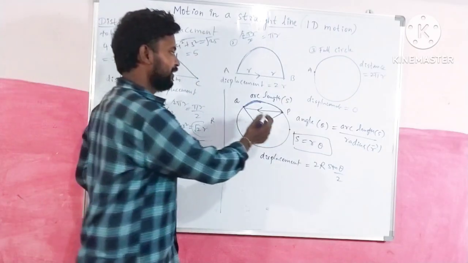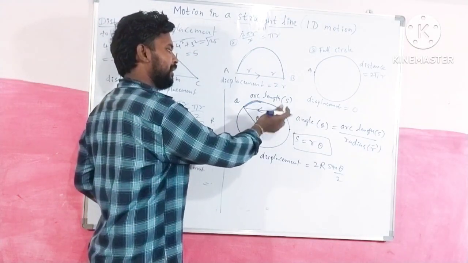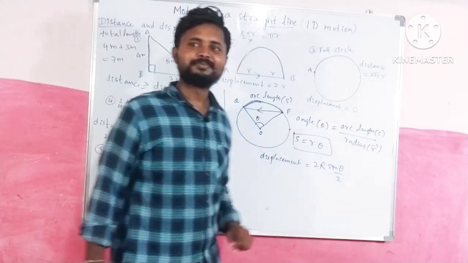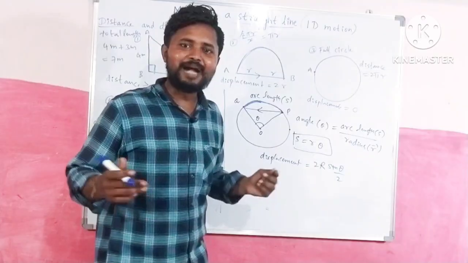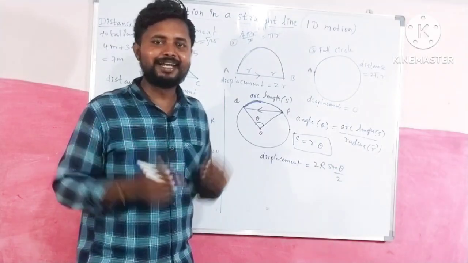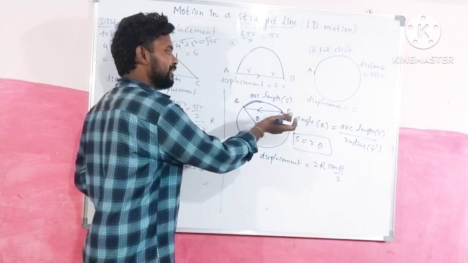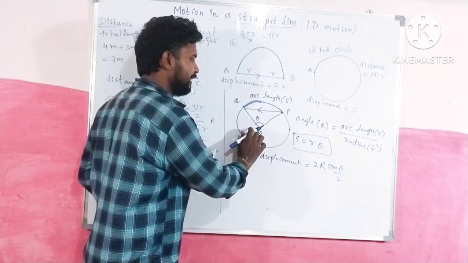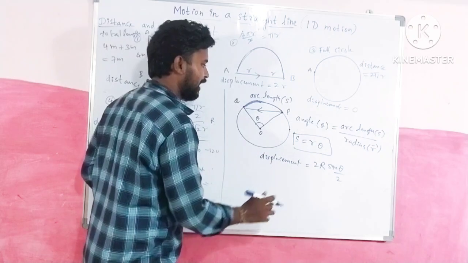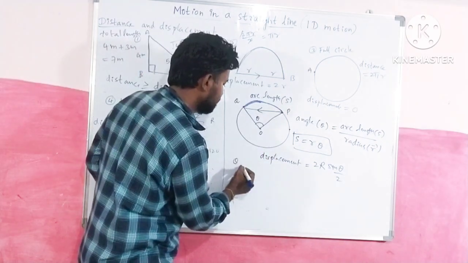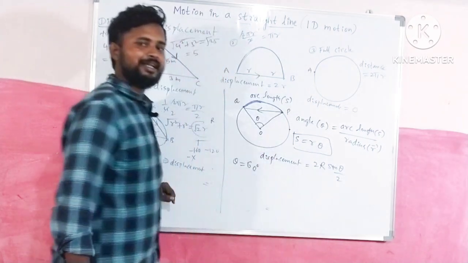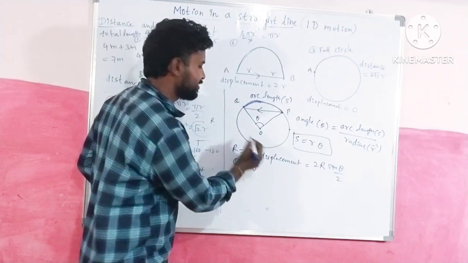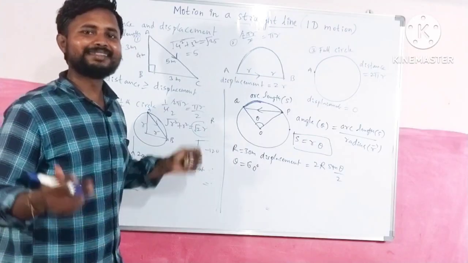When a body covers some arc in a circular path, displacement of the body is 2r sin theta by 2, if they give the angle and radius. For example, a body covers some arc length and makes a subtended angle of 60 degrees at the center. Here theta is given as 60 degrees, and the radius of the circular path is 30 meters. What is the distance and what is the displacement?